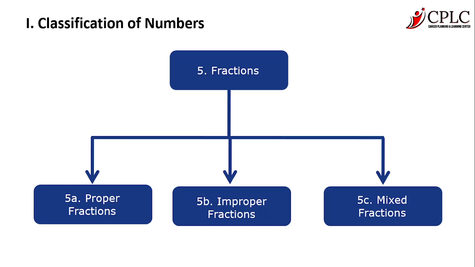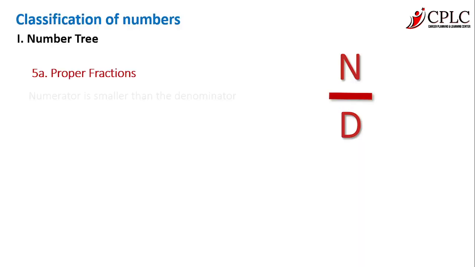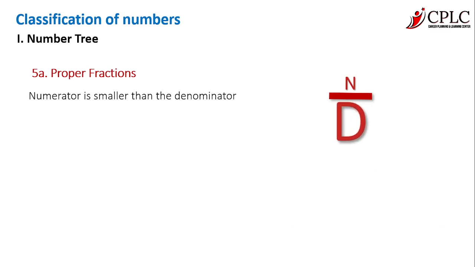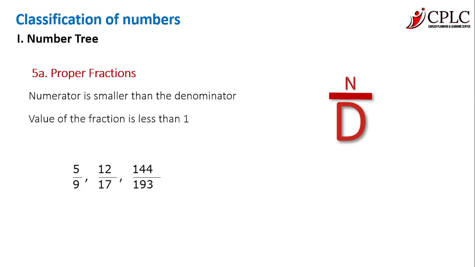So these are the three types of fractions. Now, what are proper fractions? Proper fractions are the ones which have the numerator less than the denominator. Now think about this. If you divide by the bigger number, your answer will definitely be less than 1. So all proper fractions have this characteristic that their values are always less than 1. These are a few examples, for example, 5 by 9, 12 by 17. All the answers will be 0 point something. Numerator is lesser than denominator. All these are called proper fractions.